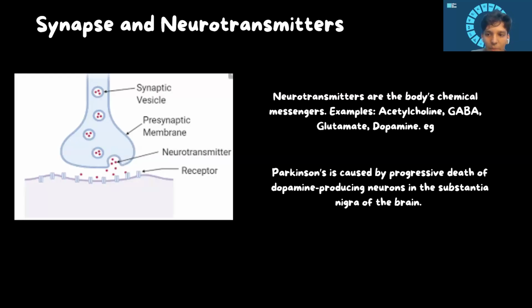Parkinson's is caused by progressive death. Again, this is a neurodegenerative disease: progressive death of dopamine producing neurons in the substantia nigra of the brain, the part that Parkinson's usually affects. For diagnosis of Parkinson's, this part of the brain is the one that's affected, and in your scans you can see a reduction in the size of this part.